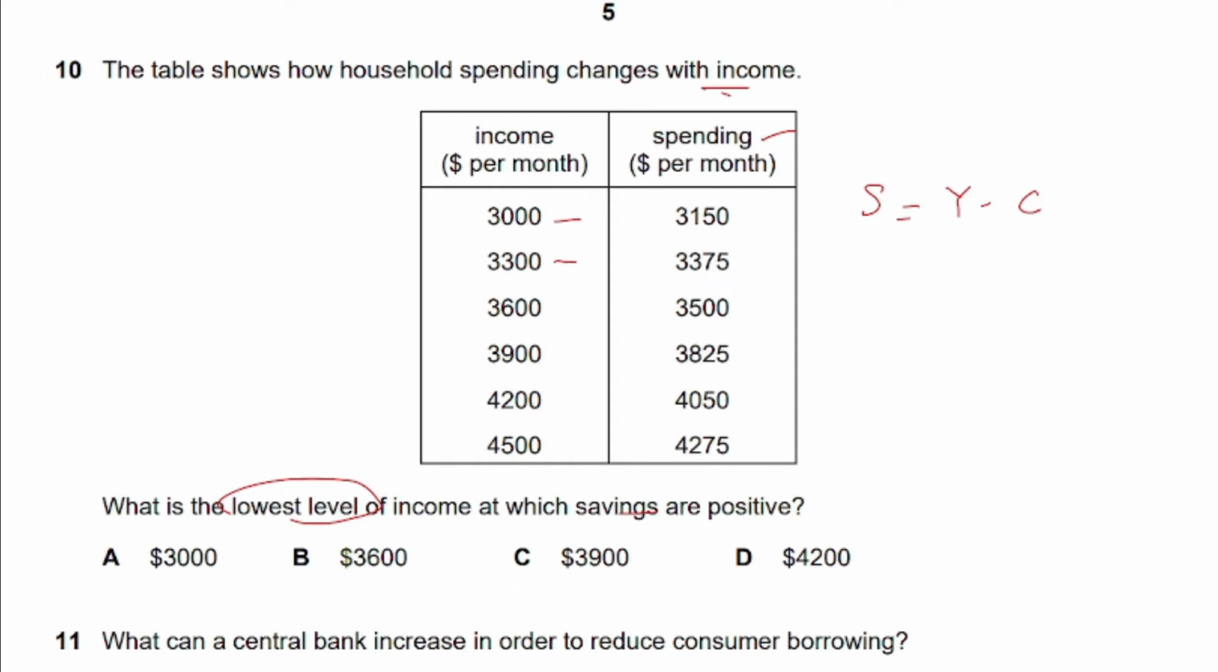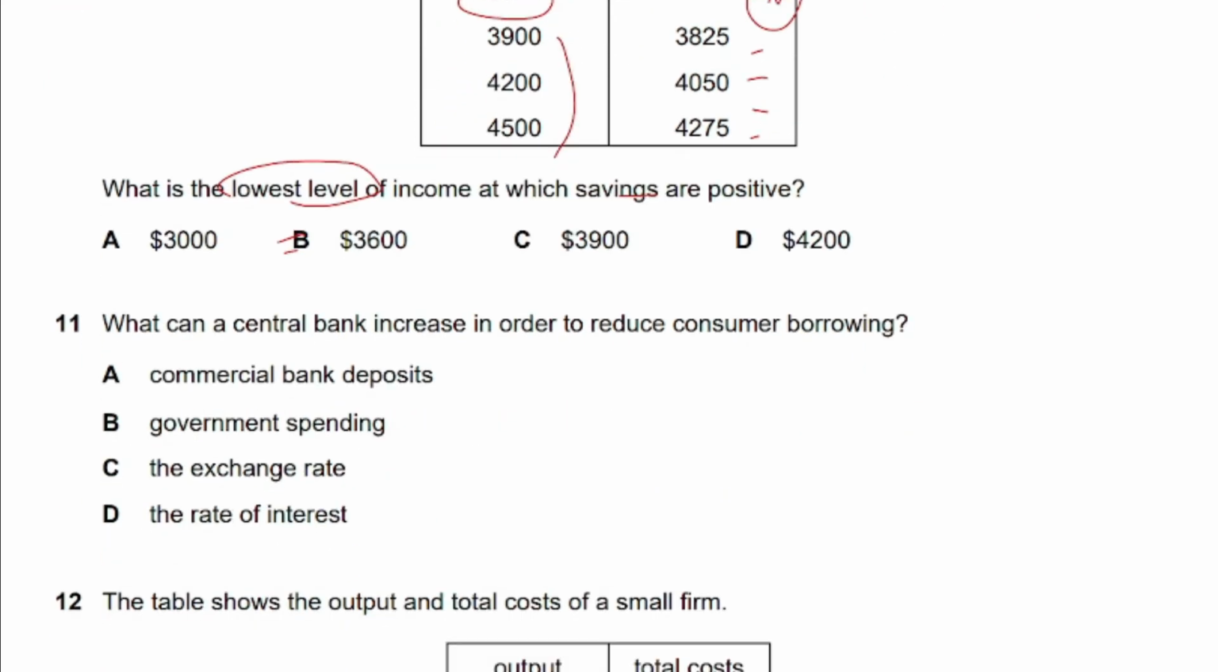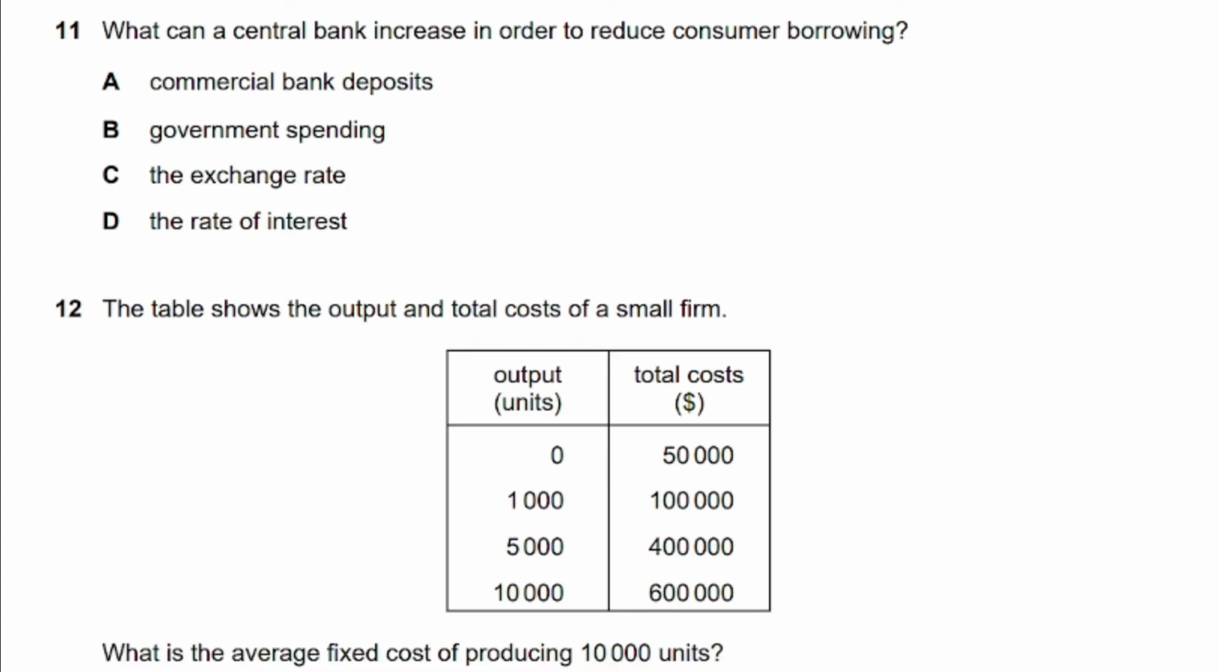3300 minus 3375 is negative saving. 3600 minus 3500 is positive saving. So this is the minimum level of income where saving is positive. However, saving is also positive in these regions as well, but this is the lowest level of income where saving is positive.